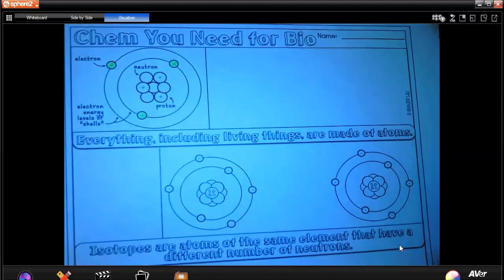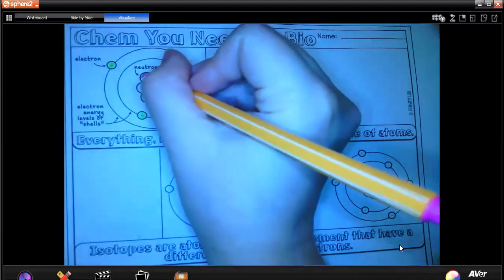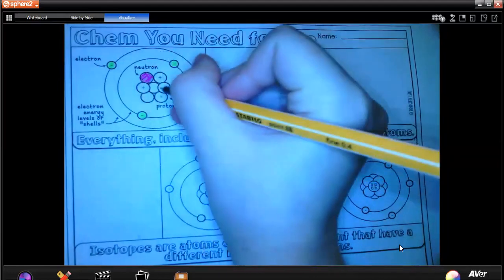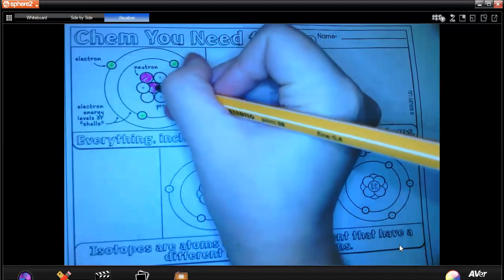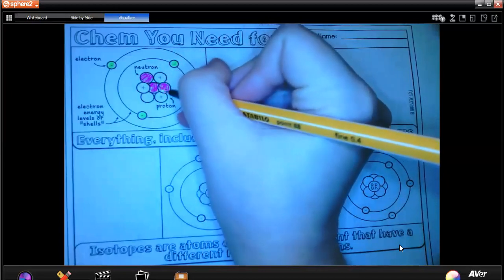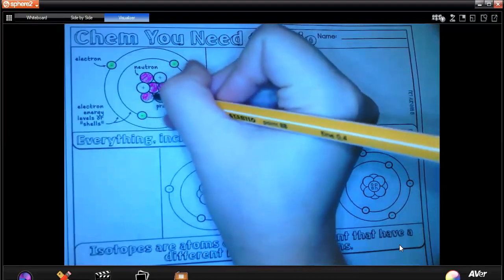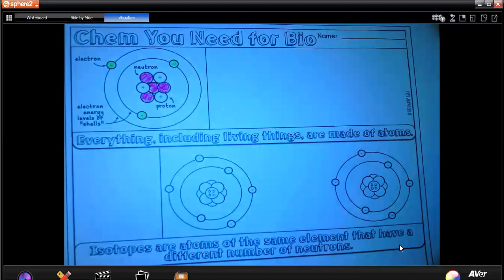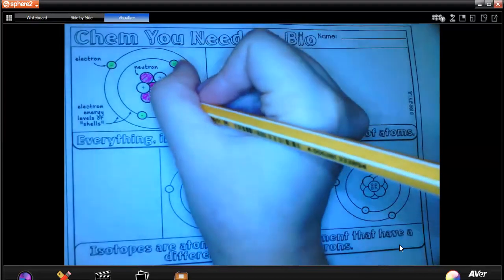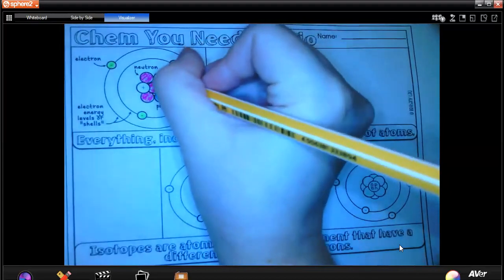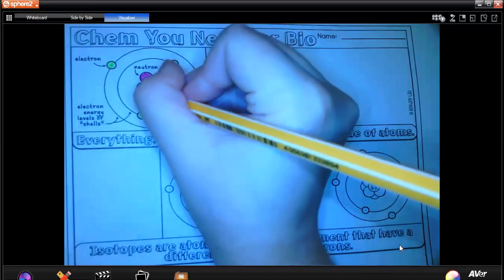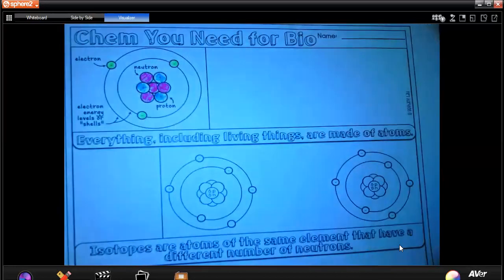Then you have neutrons, which I am apparently coloring purple. The reason they are called neutrons is they are neutral. They do not have a charge. They do have mass though, and they weigh nearly the same as a proton, and the protons here are positively charged. So the mass of an atom is the positive and neutral particles of the atom added together. The electrons are so small, they do not add any mass to it.